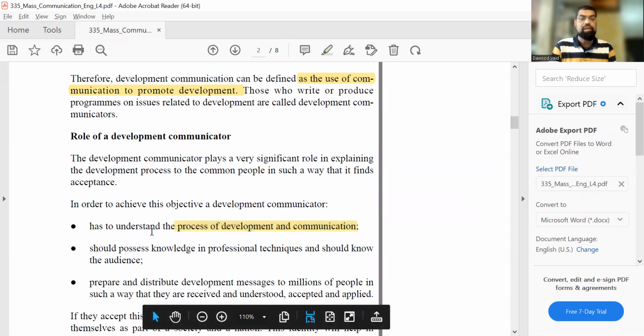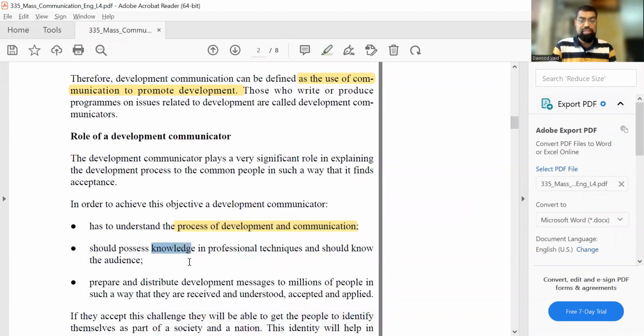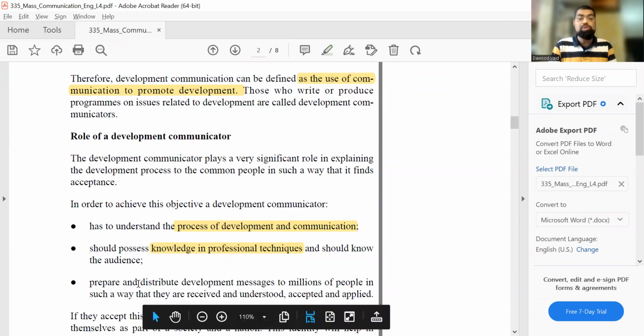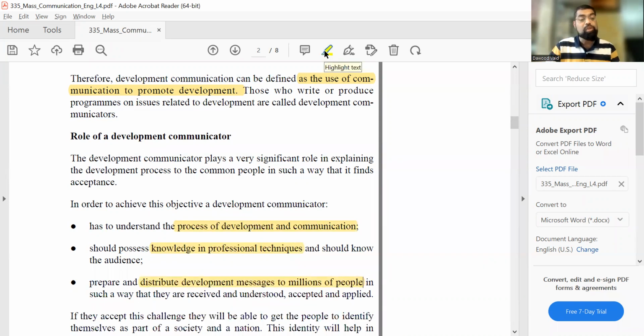Number two, he should have the proper knowledge and professional technique for the audience. So he should speak the language, he should know if it's a rural area, if it's Swachh Bharat Abhiyan, he should know about wet and dry waste, for example. And finally, he should know how to distribute the message to millions of people. So he should know the medium. Will he use print media? Will he use television? Will he use a celebrity? So many areas that we have to work on in development communication.